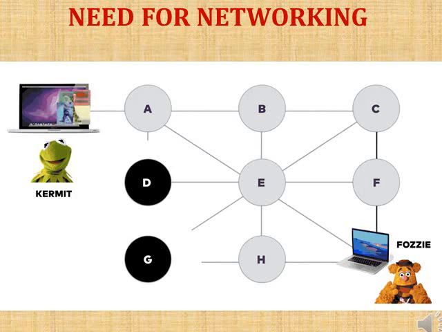To understand this, here are two persons, Kermit and Fozzie. Kermit wants to send an image to Fozzie. So Kermit and Fozzie need a path between them, which we call a network. There are several switches in this network. The way followed depends upon the switching technique used.